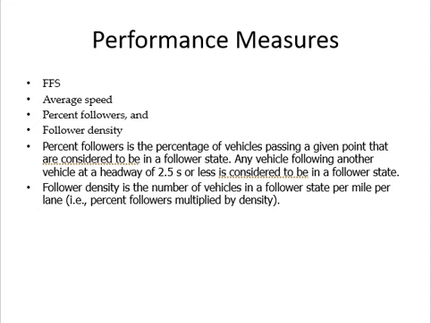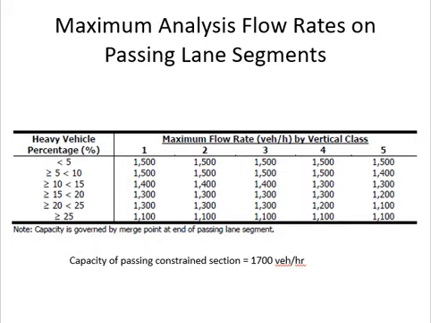Percent followers is how many are in the follower state, and follower density is their density per mile, what is their number per mile. Both of them are calculated from each other, as you can see there. Multiply the density with the percentage, and you get the follower density.